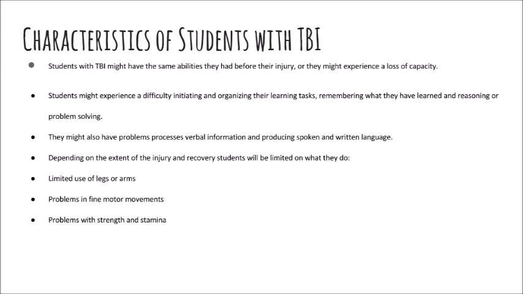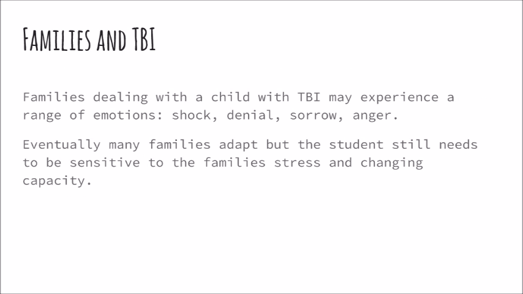Students with TBI may have the same abilities that they had before their accident, but they might also experience a loss of capacity. Depending on the extent of the injury and recovery, students will be limited on what they can do, and those limitations may deal with their fine motor skills or stamina and maybe even cognitive problems. Families that have to deal with a child who suffers from a TBI may experience a range of emotions such as shock or denial, but eventually they do learn to adapt.